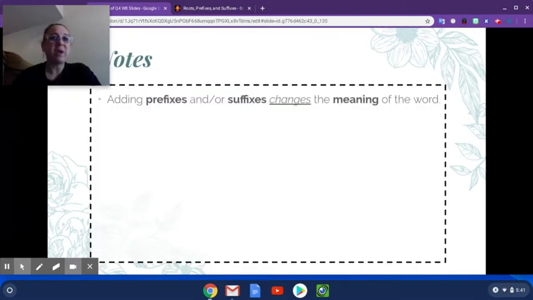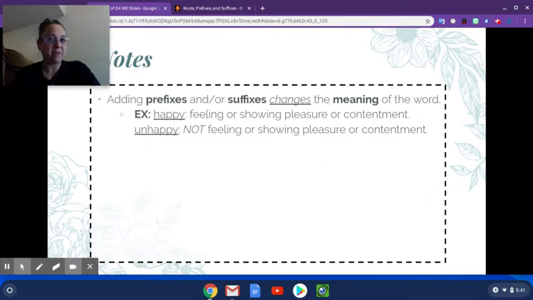Getting into our notes, we have adding prefixes and or suffixes changes the meaning of the word. Example, happy, feeling or showing pleasure or contentment, and unhappy, which means not feeling or showing pleasure or contentment because it had that un in front of the base word happy.